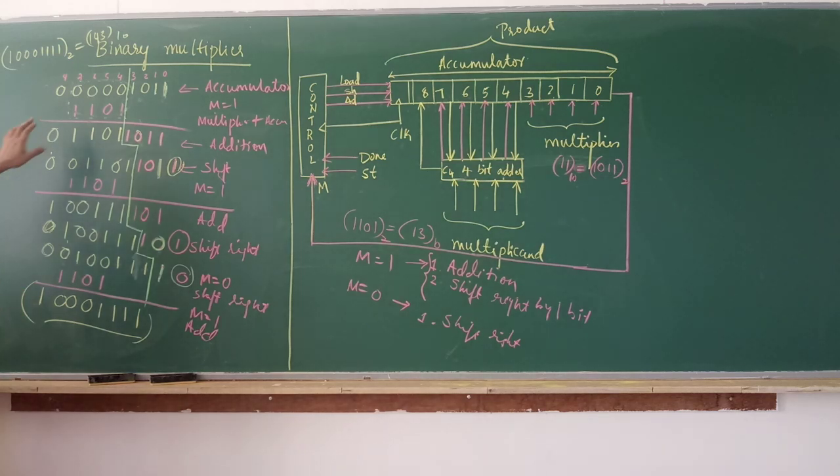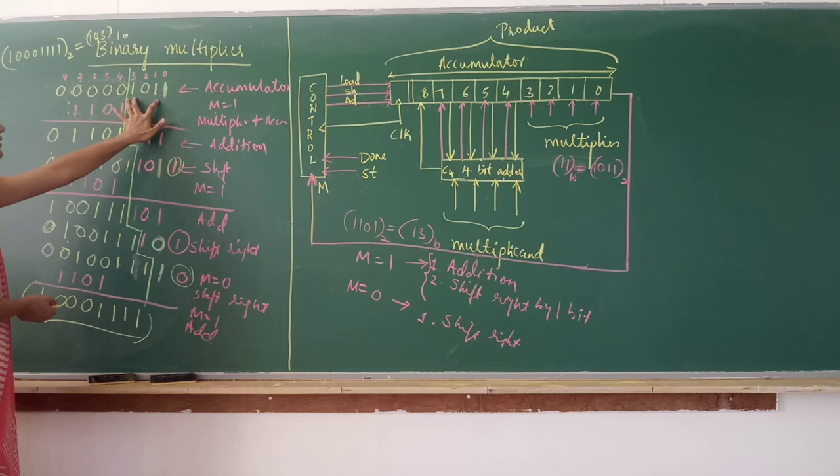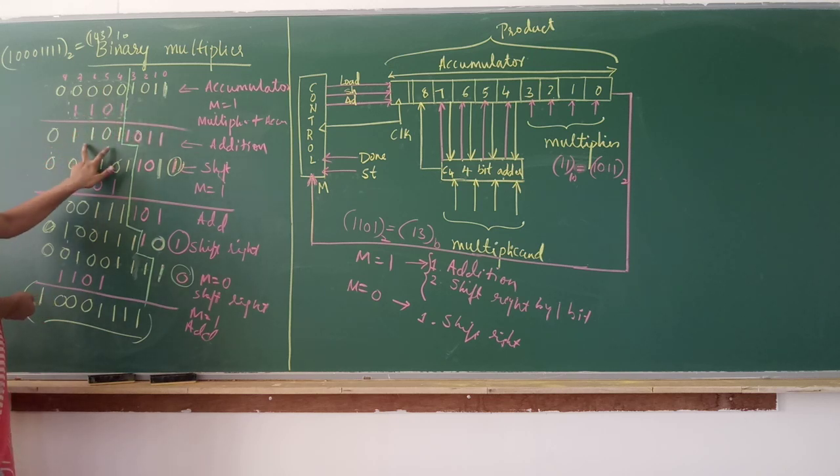Let me explain again. This is the initial content of the accumulator. This is the multiplier. First add the content of the accumulator. Since m is equal to 1, the last bit will be m. The last bit of the accumulator will always be the value of m. Since m is equal to 1, add the content of the accumulator. This is the answer we are going to get. When m is equal to 1, addition should be followed by a right shift. Shift right. Okay.